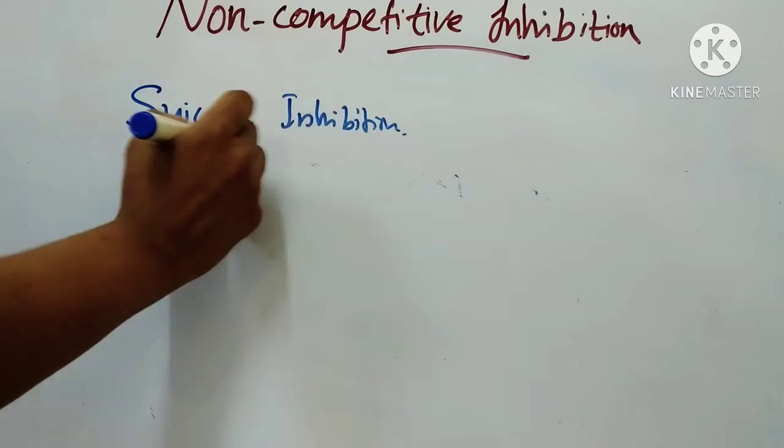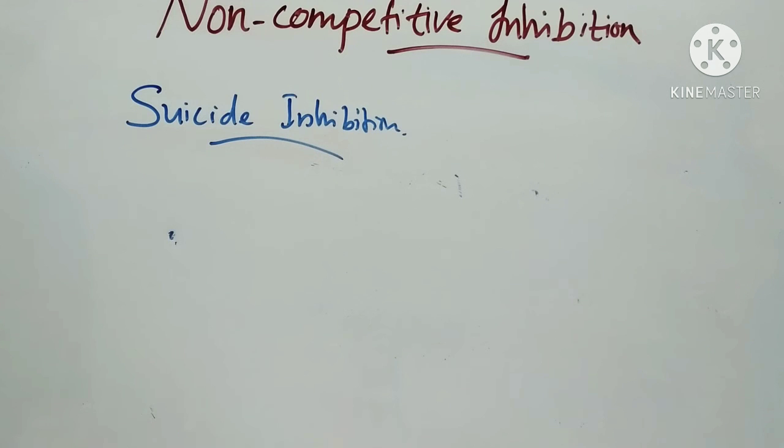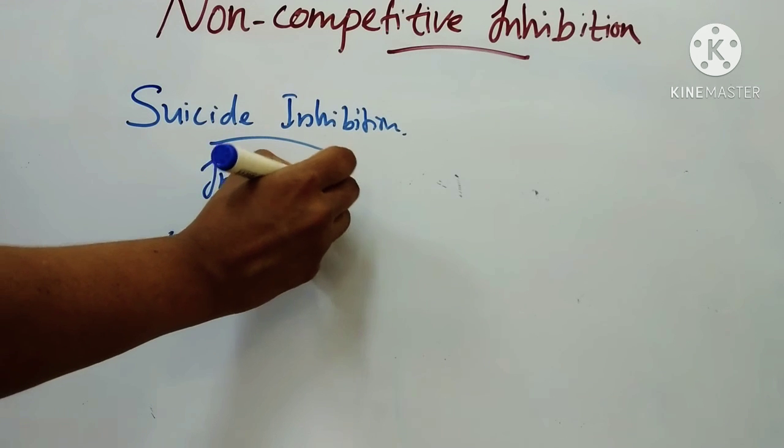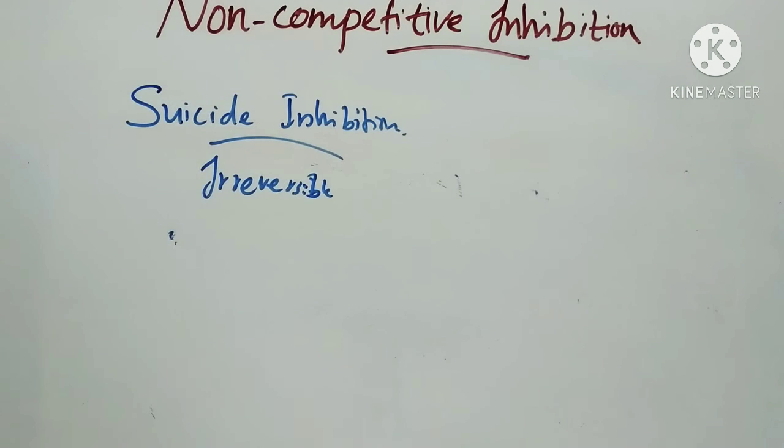Suicide inhibition is a special type of irreversible non-competitive inhibition. In this type of inhibition, a substrate analog is converted to a more effective inhibitor with the help of the enzyme to be inhibited. The new inhibitor thus formed binds irreversibly with the enzyme.